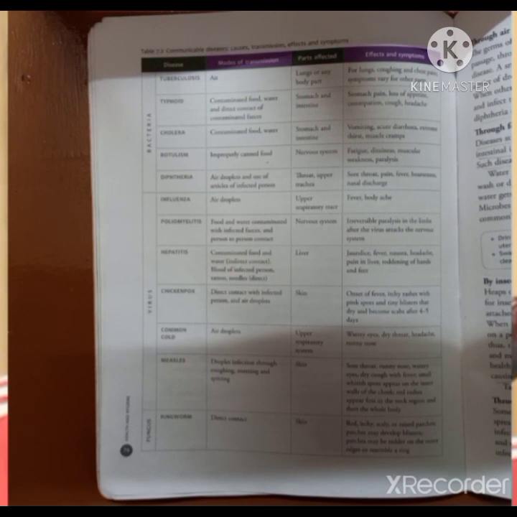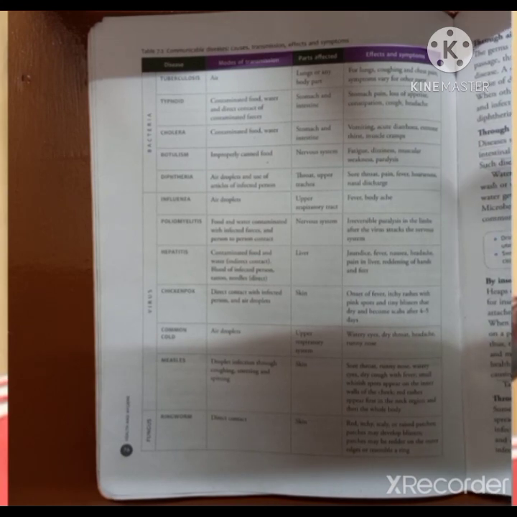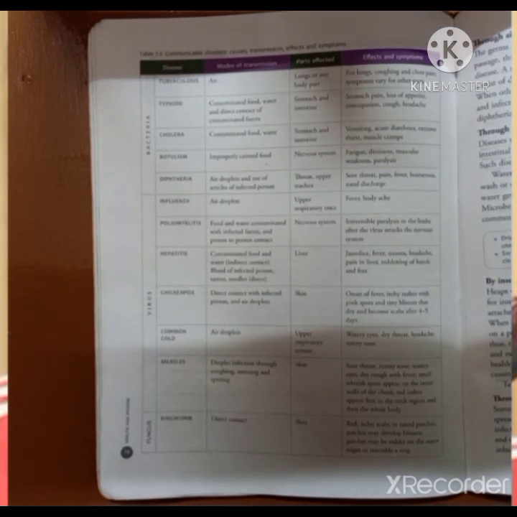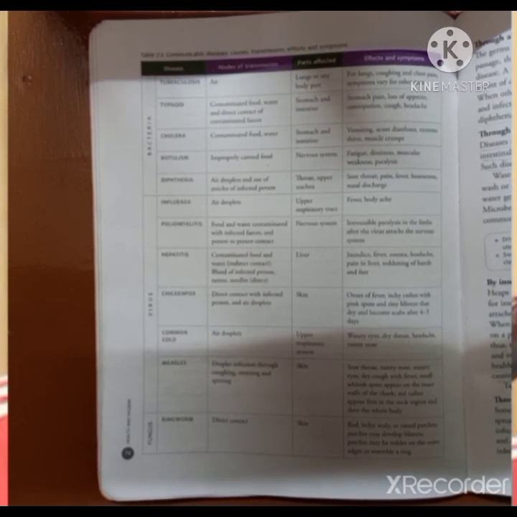Okay, now in bacteria you can see the first one is tuberculosis. Now tuberculosis is TB in general terms. The mode of transmission is air. The droplets that come out from your mouth can be transferred through air. And which part does it affect? It affects lungs. Okay, and what are the symptoms? The person will start coughing, he or she will have chest pain. Okay, and there may be others depending upon what level your tuberculosis is.